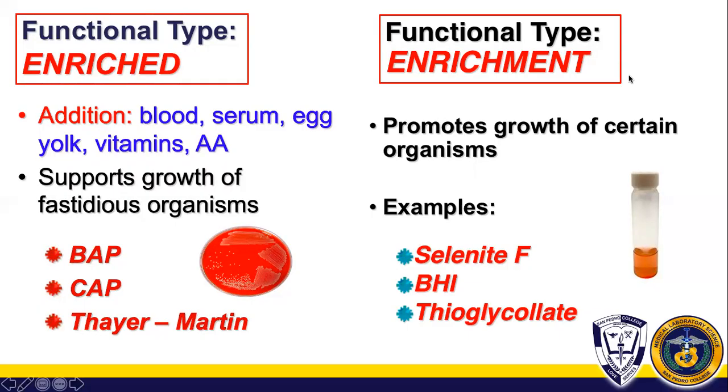And then for enrichment media, this promotes the growth of a particular organism by providing it with essential nutrients. Sometimes it may contain certain inhibitory substances to prevent the growth of normal competitors like normal microbiota. So examples of this would be selenite F, brain heart infusion, and thioglycolate.